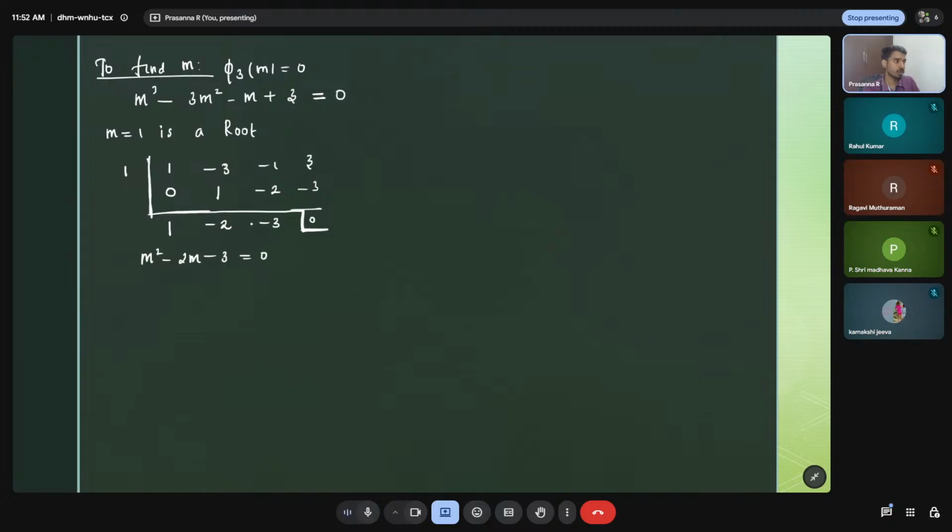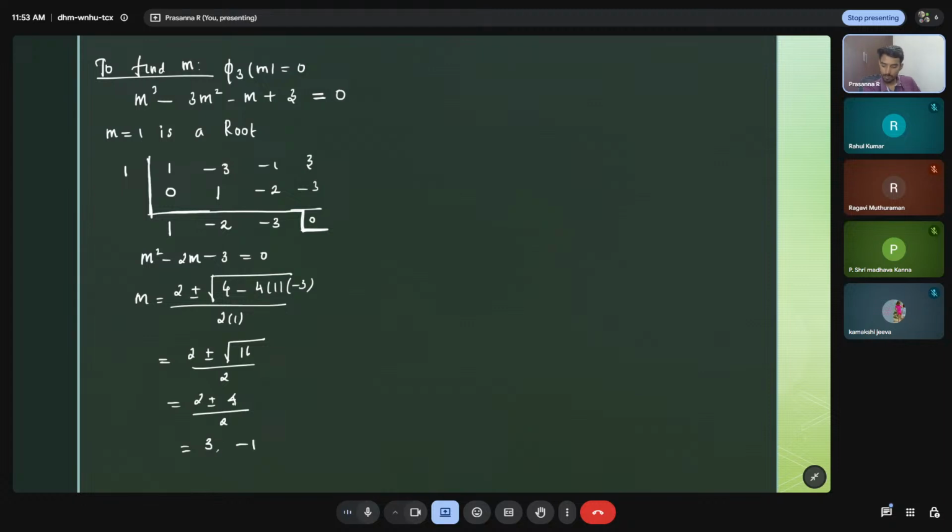You already did this as a quadratic equation. So m is given by minus b plus or minus root of b square minus 4ac divided by 2 times a. So 2 plus or minus root of 16 by 2. So 2 plus or minus 4 by 2. So 6 by 2 is 3, minus 2 by 2 is minus 1, right? And we see that there are three values of m, and all three are distinct also. So for every m, we need to find c.